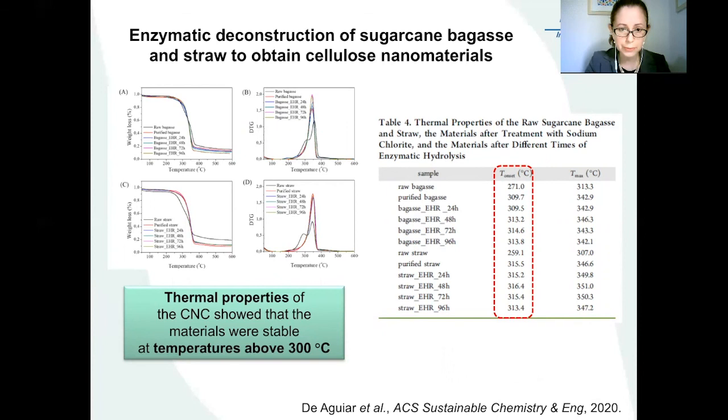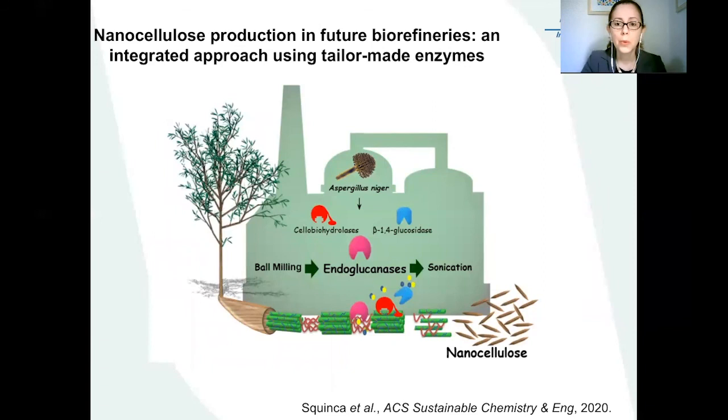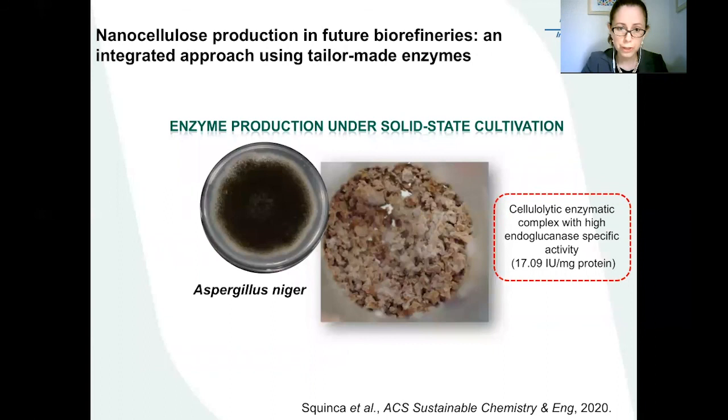The next challenge that we wanted to investigate was related to the possibility of using enzymes produced in-house to obtain nanocellulose. And for that, we produced the enzymes using filamentous fungi. We used the filamentous fungi Aspergillus niger, and we cultivated this fungi under solid state fermentation. And we obtained an enzymatic complex with a high endoglucanase activity.